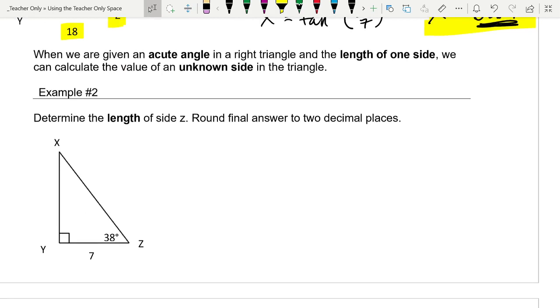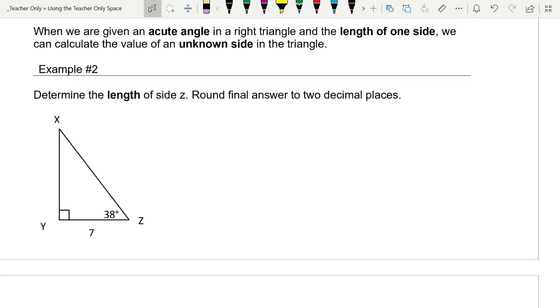What if it's the other way around? What if we know the angle, but we want to find out how long a side is? So, I would like to determine the length of side Z in this triangle. Well, first of all, which one's side Z? Is it the height or the hypotenuse? It's the height. So this is side Z.